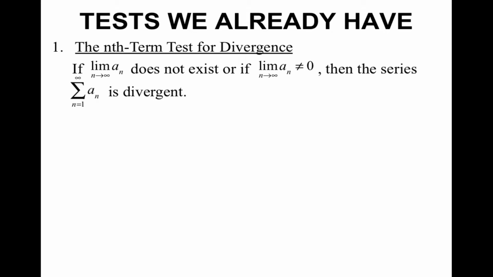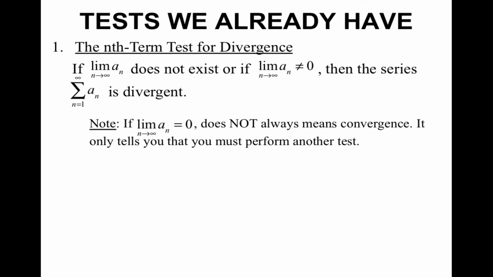So let's review the tests we have already talked about. The first one is the nth term test for divergence, which says that if the limit as n approaches infinity of a sub n does not exist, or if the limit as n goes to infinity of a sub n does not equal 0, then the series is considered divergent. Something to keep in mind: if the limit as n approaches infinity of a sub n does equal 0, this does not always mean convergence. It only tells you that you must perform another test.